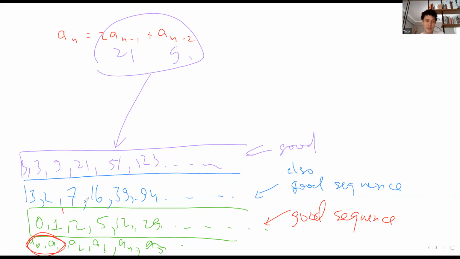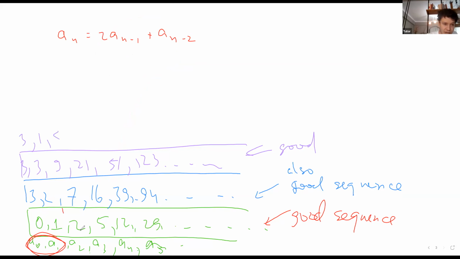In fact, you can also take their difference. If I were to look at their difference, 3 minus 0 would just be 3. And then 2 minus 1 would be just 1. And then 7 minus 2 would be 5. And then 16 minus 5 would be 11. And then 39 minus 12 would be 27, right? And then 94 minus 29 would be 63, right? So you guys see, this sequence here is also going to be a good sequence. So if I take their difference, this is also a good sequence.